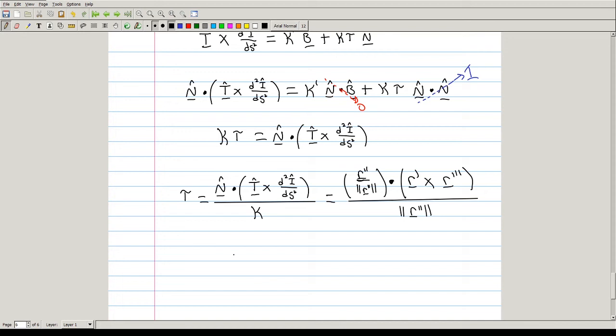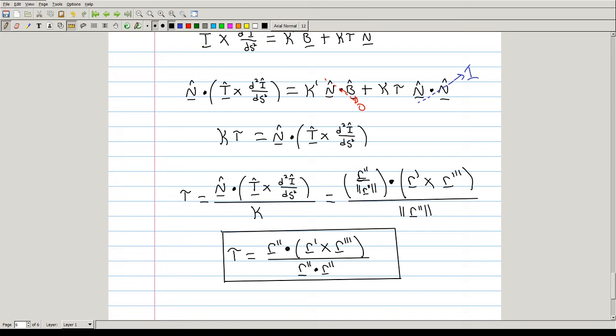So what we've shown is that the torsion is the second derivative of position with respect to arc length dotted with the first derivative of r with respect to arc length cross product with the third derivative of r with respect to arc length, all divided by the magnitude of the second derivative squared, or the second derivative dot product with itself. And we've obtained a very nice formula for torsion.